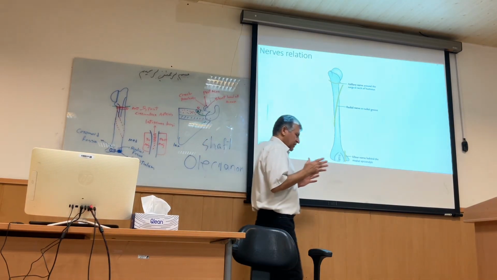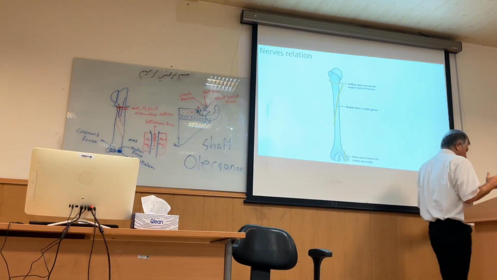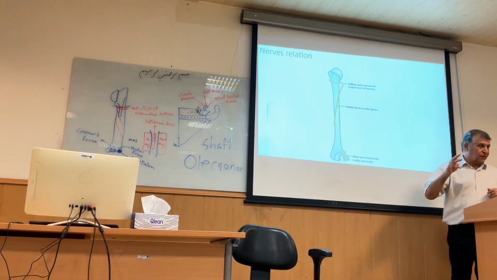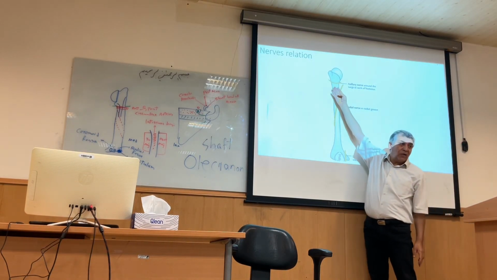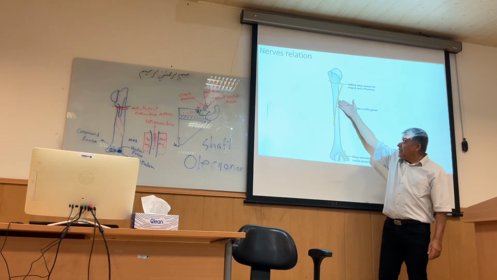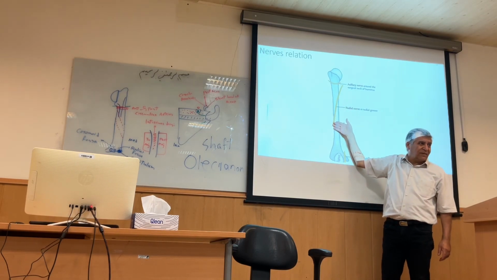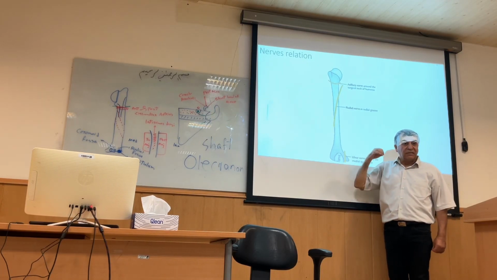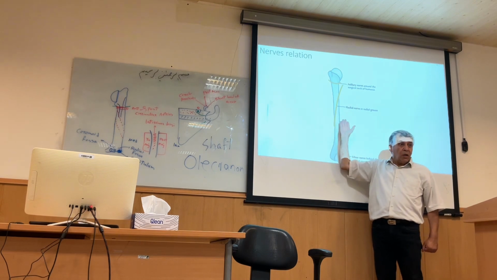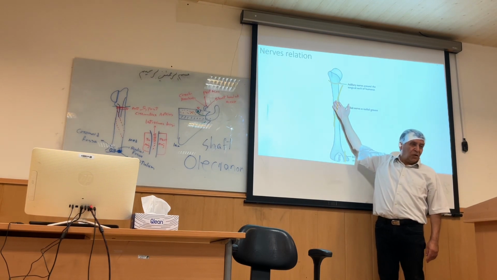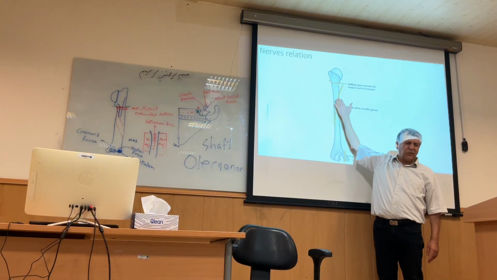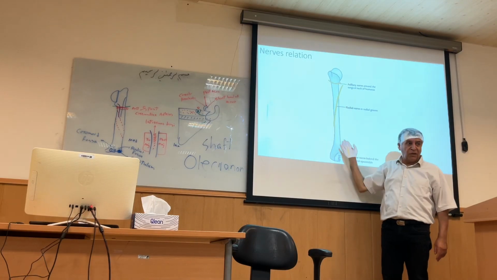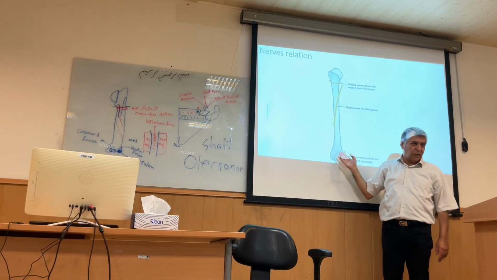The humerus is a most important bone because it relates to three nerves. Surgical neck relates to the axillary nerve. Body or shaft, radial nerve. Medial epicondyle, ulnar nerve. It is important: all of them are posterior to the bone, behind the surgical neck, behind the body, behind the medial epicondyle.